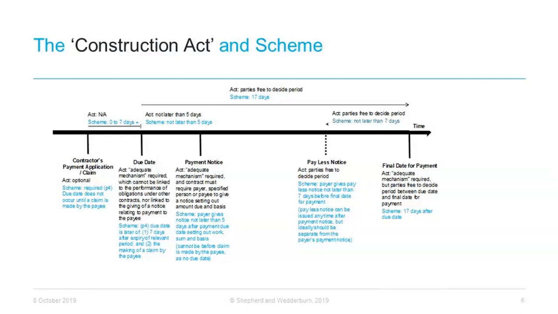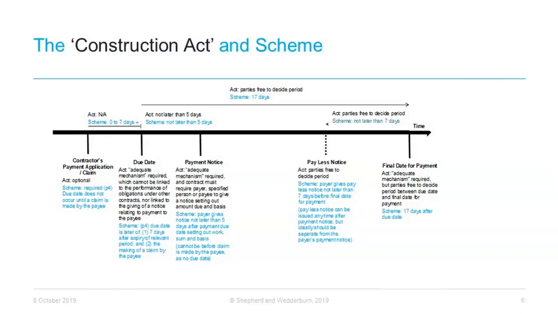I mentioned a PLS notice a few moments ago. PLS notices are covered by Section 111 of the Construction Act. Previously, these were referred to as withholding notices, but should now be referred to as PLS notices. The Act provides that if the employer wishes to pay less than a notified sum before the final date for payment, it must serve a PLS notice. The PLS notice must set out the sum the payer considers to be due on the date the notice itself is served, and again the basis for that calculation.